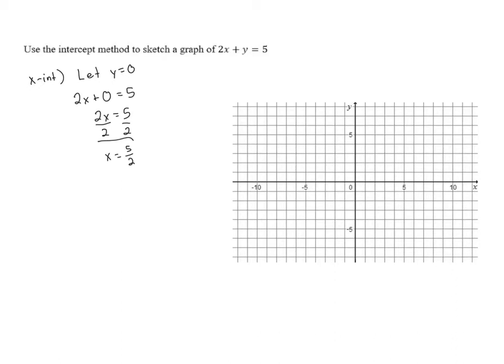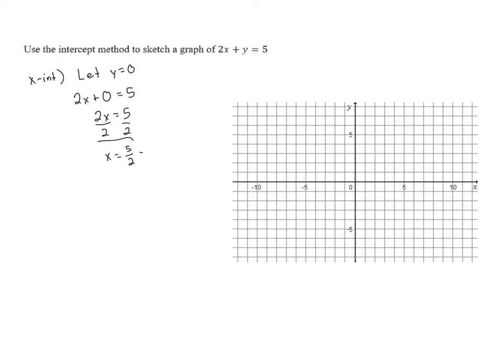Now the difficulty here, for many students, is where does 5 halves go on the number line? A lot of students are fine with integers, 0, 1, 2, 3, 4, 5, etc., even -1, -2, -3. But fractions and decimals sometimes just scare students. So we need to convert 5 halves to a mixed number or a decimal. Decimal is probably the easiest. You can even do it with your calculator.